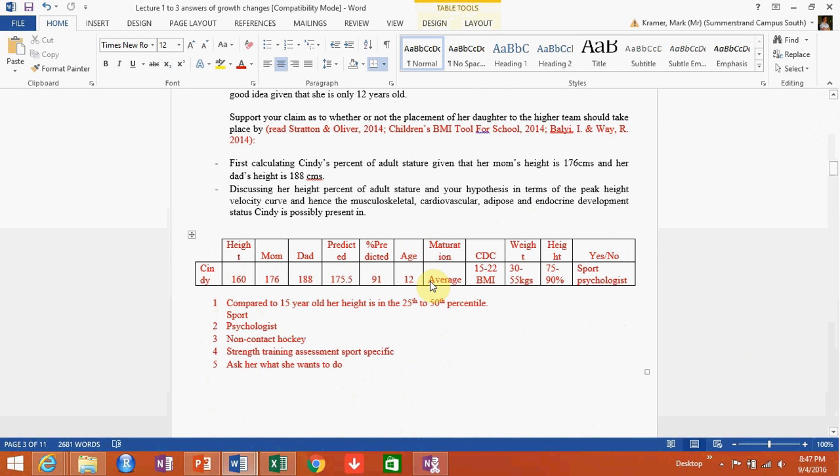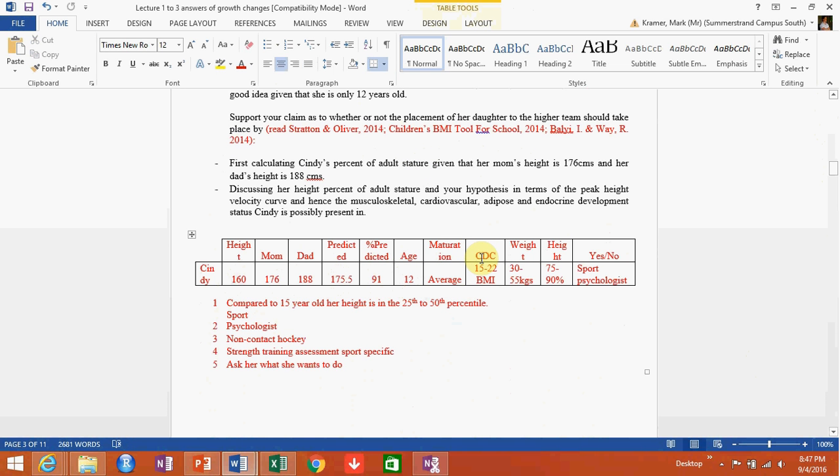So she's an average maturer, and the fact that the opportunity to place her into a higher team exists means that maybe some of her peers are late maturers, or her actual movement skill ability is pretty good, and that is why this question is being posed.